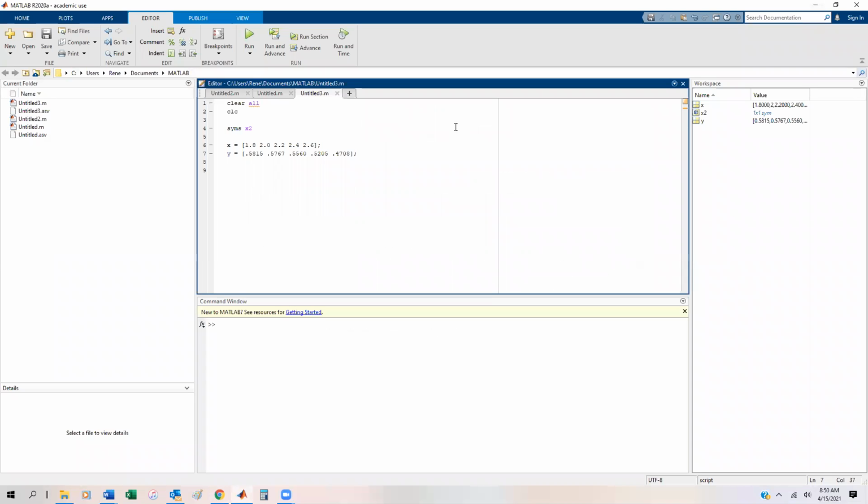I also made a syms variable x2. This is going to be the variable x used in the Lagrange interpolating polynomial. I'm just going to use x2 instead of x because I already defined x to be the matrix of the original values. So I'm going to define L1.